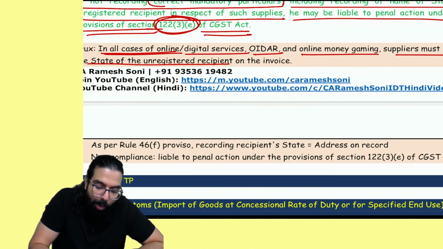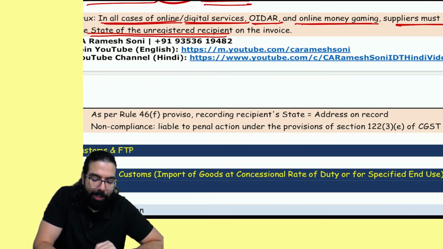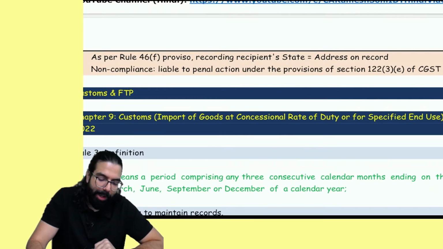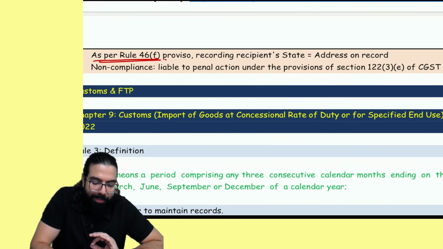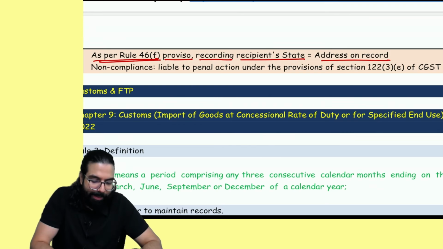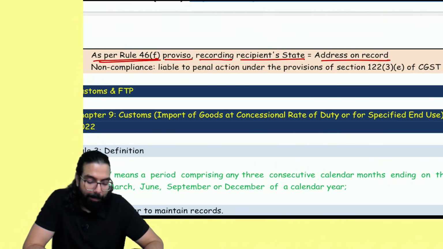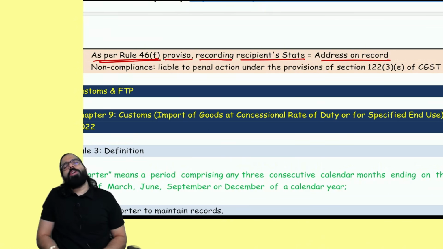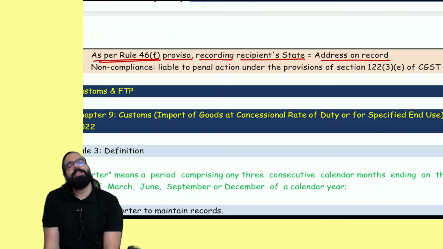They are telling in case of online digital services, OIDAR, online money gaming, the supplier must record the name of the state of the unregistered recipient on the invoice as per the proviso to rule 46F. Recording the recipient's state address on record will become the place of supply. So tell me one thing, you bought an ebook on my platform, and you mentioned your state as Maharashtra. In my record, you are the unregistered person. I am from Karnataka, and you have given an address from Maharashtra. For me, the place of supply will be Maharashtra. I'll charge you IGST. That's all.